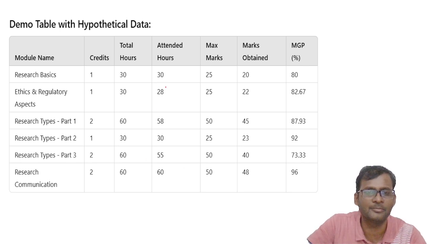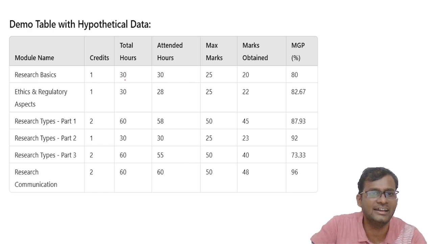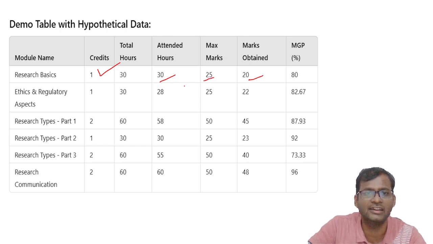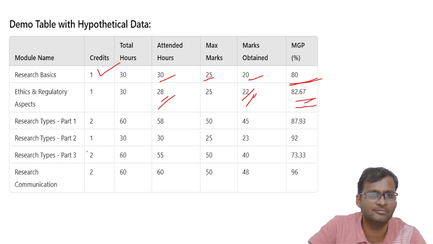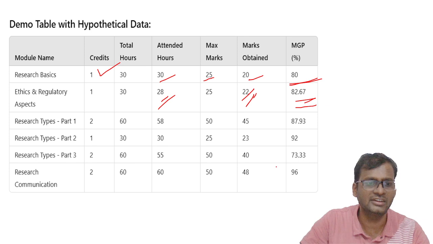Like that, you can also see this demo table with hypothetical data. For module 1, credit 1 is there, total hours is 30 hours. If the student attended 30 hours, maximum marks is 25, and marks obtained is 20, then the MGP calculated is 80%. Like that, if a student attended 28 hours and gained 22 marks out of 25, then the MGP is 82.627. So you can use this hypothetical table for practice on how to calculate the MGP.